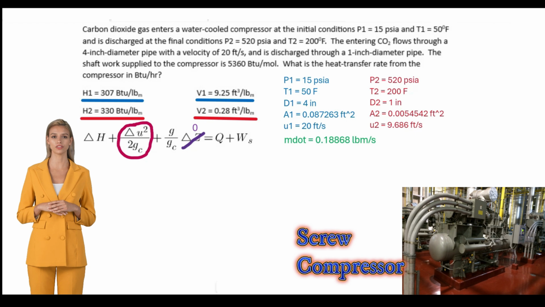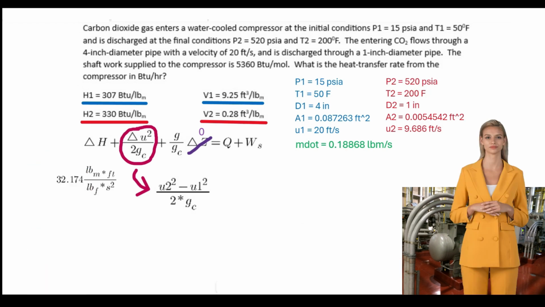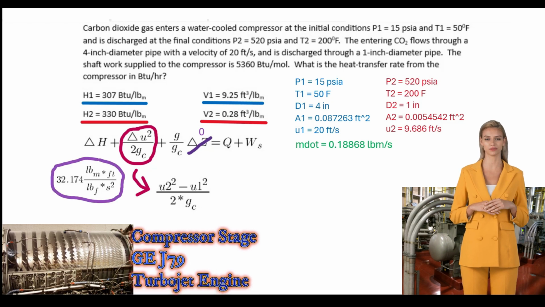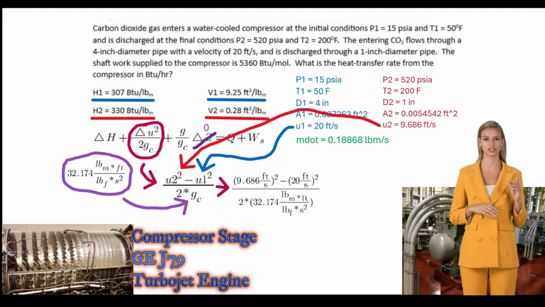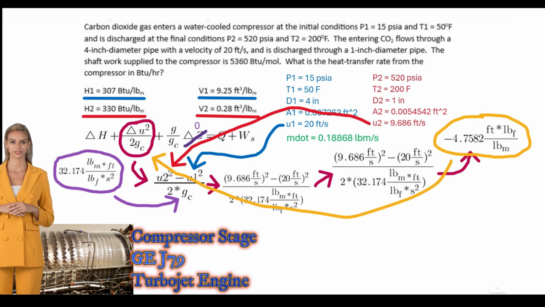Let's focus on the part of the equation regarding change in velocity squared divided by 2 times the g-c conversion factor. Velocity at state 2 squared minus velocity at state 1 squared divided by 2 times the g-c conversion factor. The g-c conversion factor is 32.174 pound mass times feet divided by pound force times seconds squared. Plug in the known values to solve for this part of the main equation. When simplified, the end value is negative 4.7582 feet pound force per pound mass.